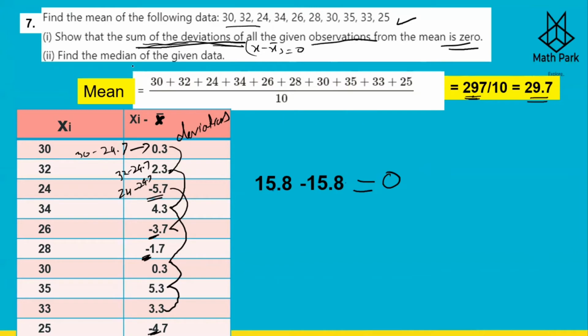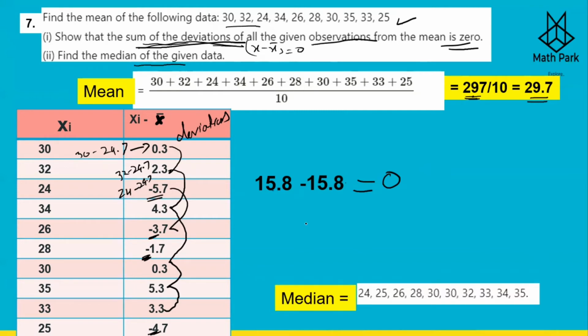Now we are asked to find the median of the given data. For finding the median, we need to arrange the data in ascending order. So let us arrange the data in ascending order. Now the number of observations is 10.